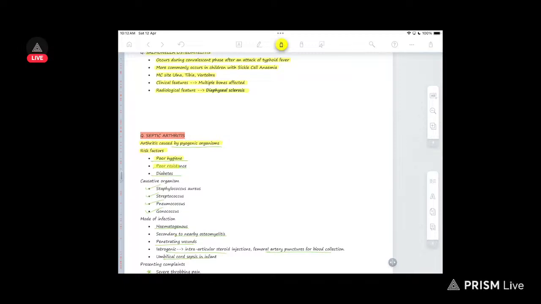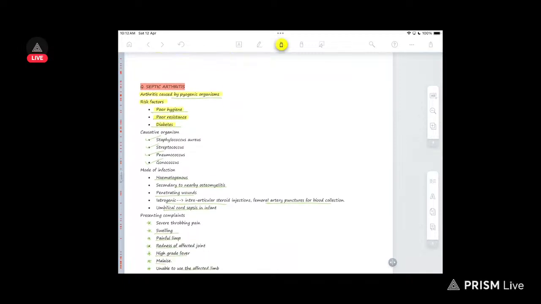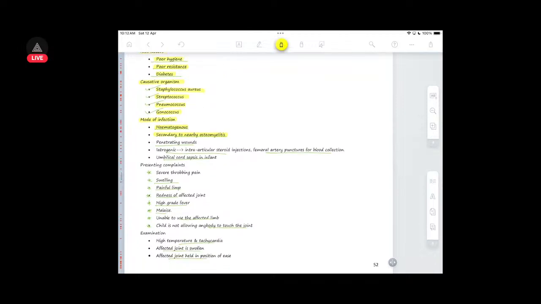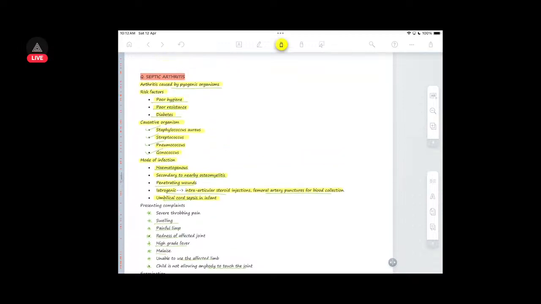Risk factors can be poor hygiene, poor resistance, and diabetes. The causative organisms can be Staphylococcus aureus, Streptococcus, Pneumococcus, and Gonococcus. Mode of infection can be hematogenous, secondary to nearby osteomyelitis, or a penetrating wound. It can also be iatrogenic, wherein an intra-articular steroid injection or femoral artery puncture for blood collection can lead to this, and umbilical cord sepsis in infants can also lead to septic arthritis.